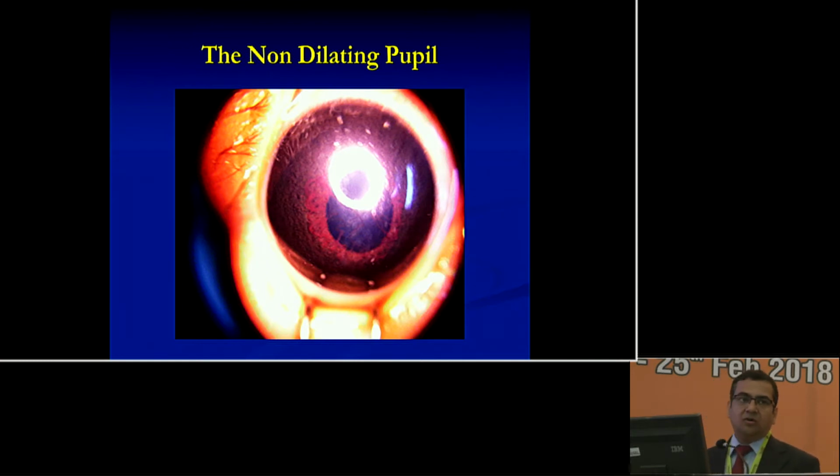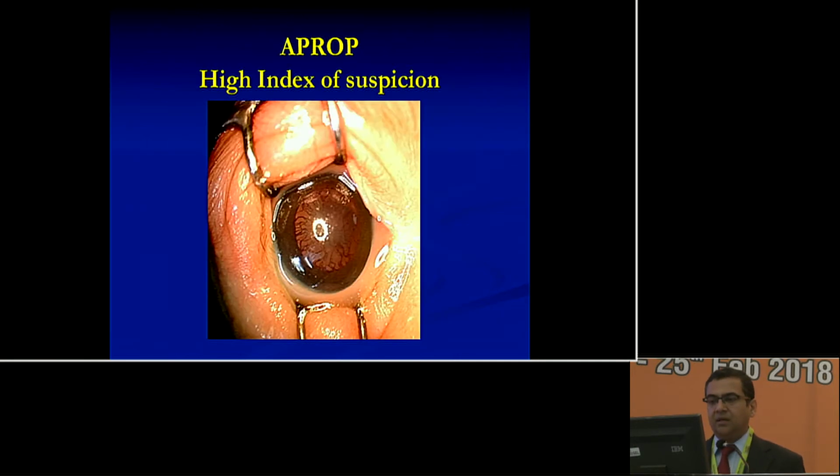So the idea is not to say you come back after 2 weeks, the pupil is not dilating today, maybe I'll see you next week. Next week is going to be even worse. If you have plus disease sitting there, the disease is going to get worse, and what could have been salvaged today, you might not be able to do next week. So if it doesn't dilate, you have to go in and see why it's not dilating. You should have a high index of suspicion of aggressive posterior ROP.